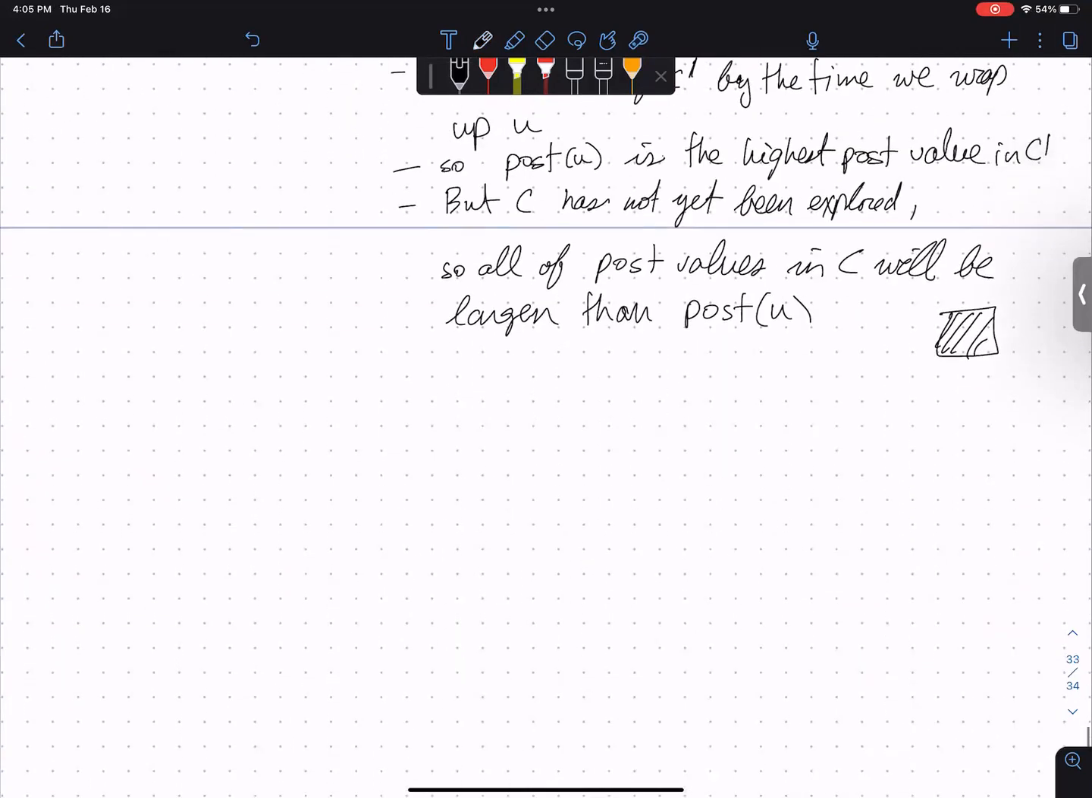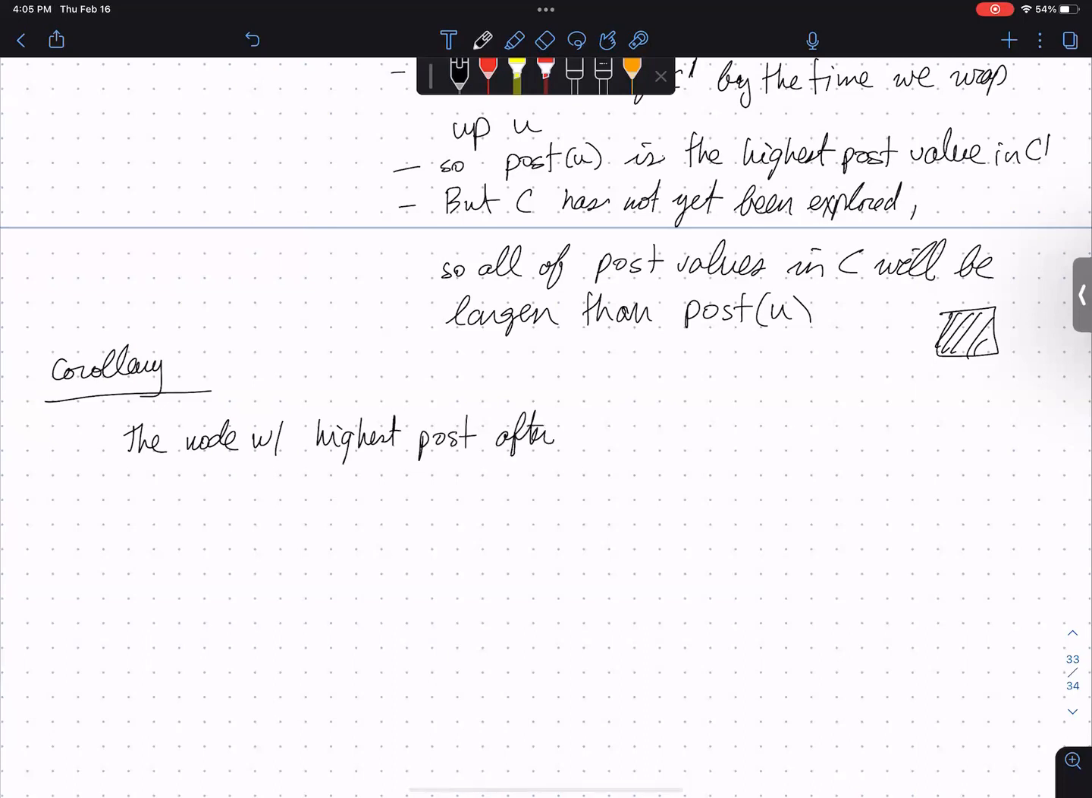Let me write that down as a corollary. The node with the highest post after running DFS on G is in a source component of G.